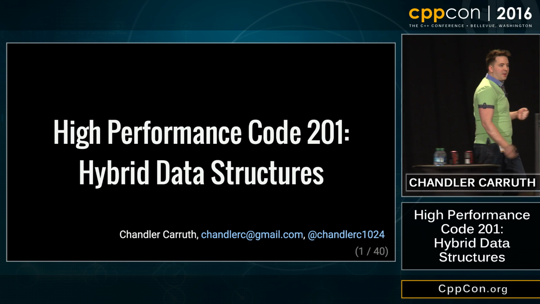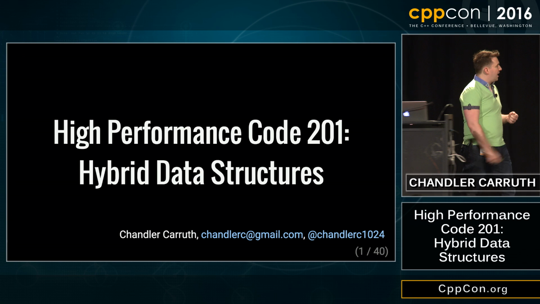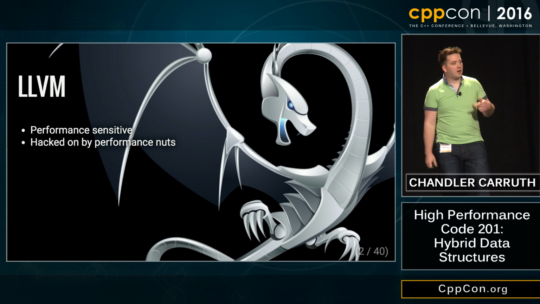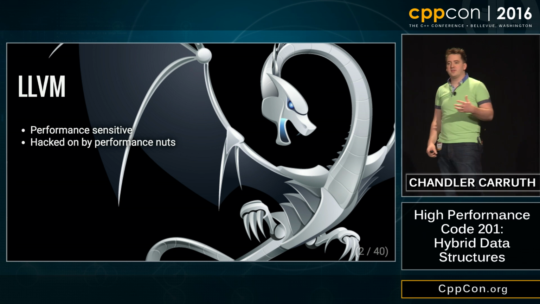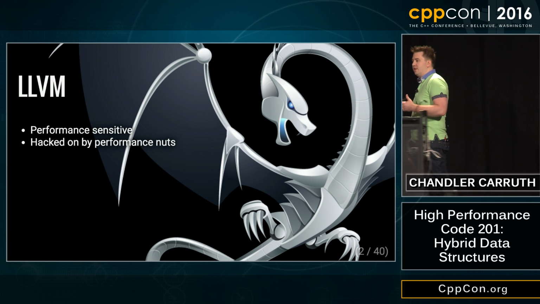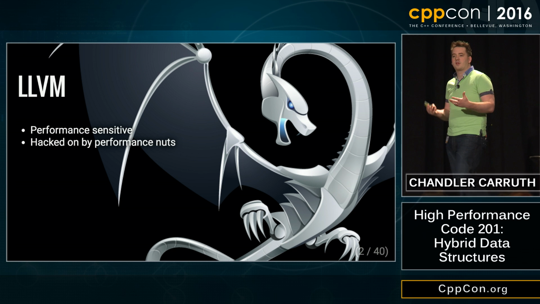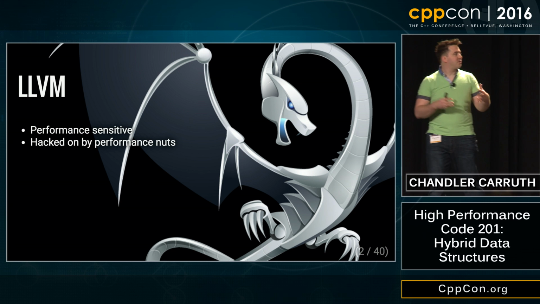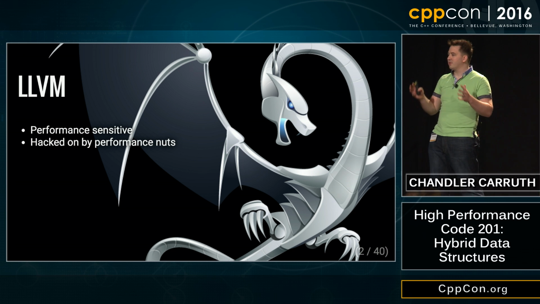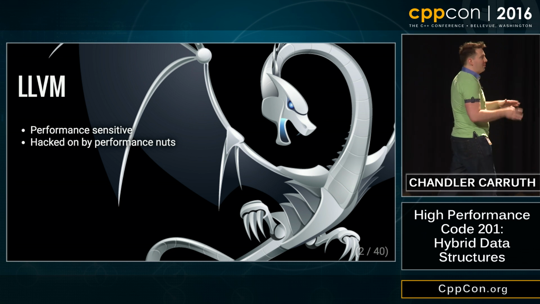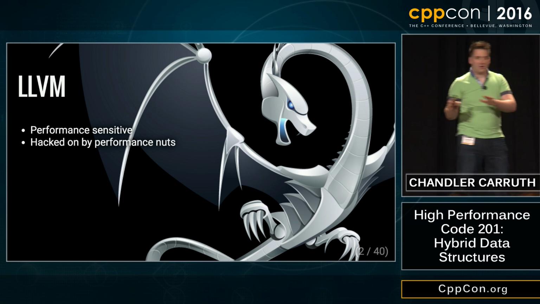Just as a little bit of background, if folks don't know, I work at Google. I work on the LLVM compiler. And in particular, I'm going to be talking today about LLVM's internal data structures. It turns out that LLVM is a great example of really high-performance code, because you have a bunch of compiler nerds, all of them performance nuts. I might be a good example of this.